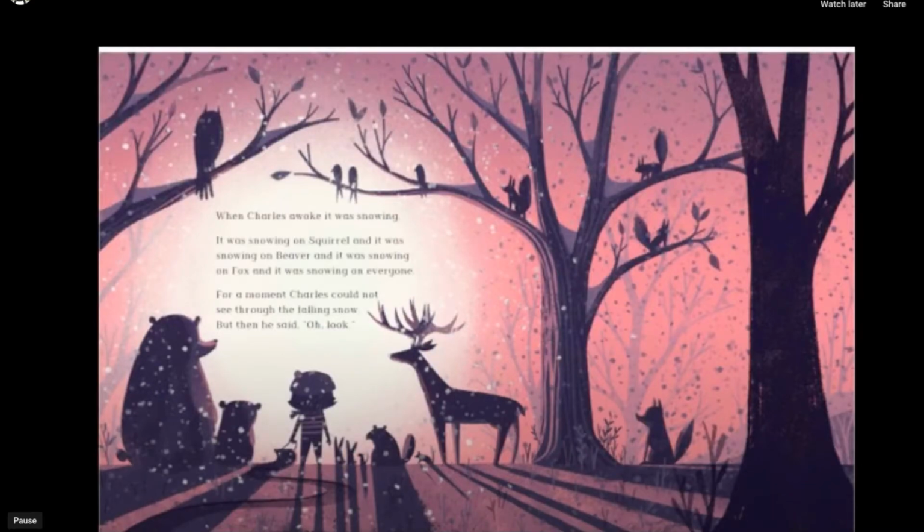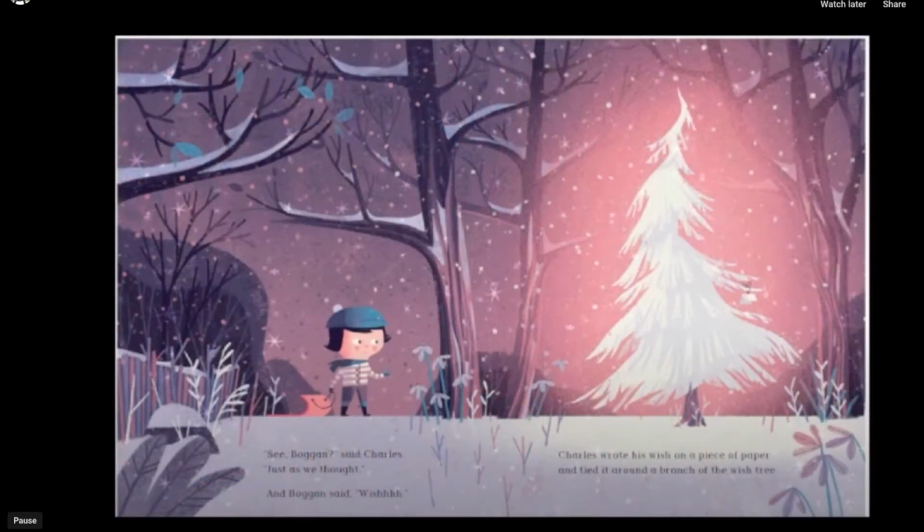When Charles awoke, it was snowing. It was snowing on Squirrel, and it was snowing on Beaver, and it was snowing on Fox, and it was snowing on everyone. For a moment, Charles could not see through the falling snow. But then he said, "Oh, look! See, Boggin?" said Charles. "Just as we thought." And Boggin said, "Wish."